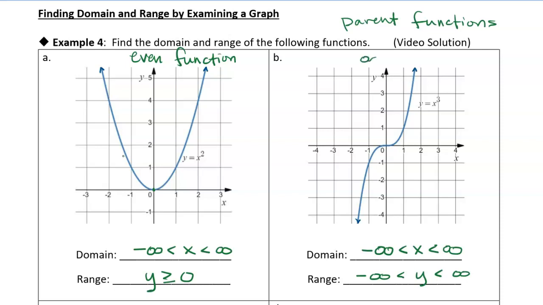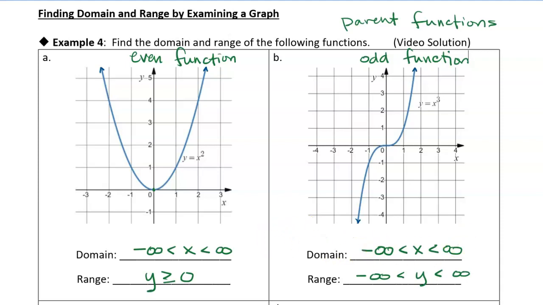This is an odd function. Any odd power of x is going to have the same domain and range, and it also has a certain symmetry to it as well. So we'll talk more about that later.